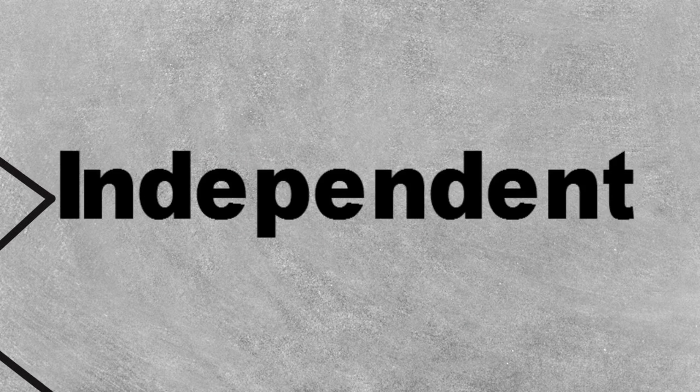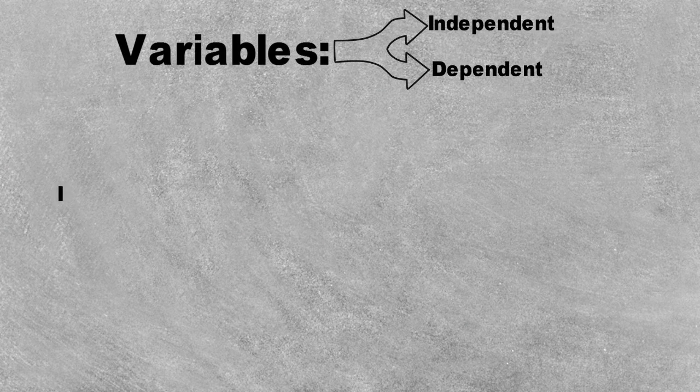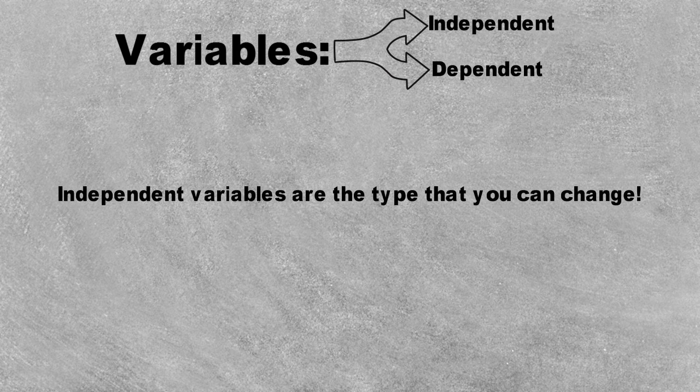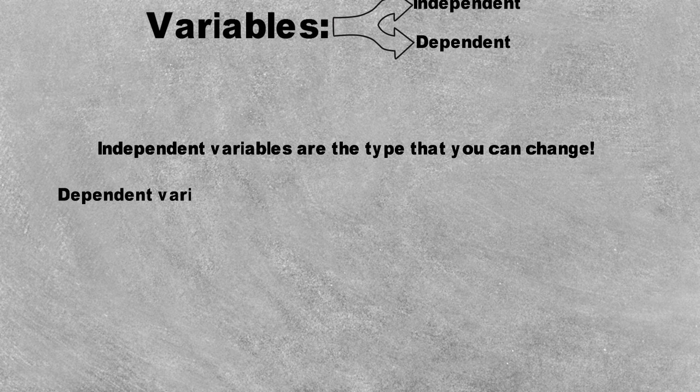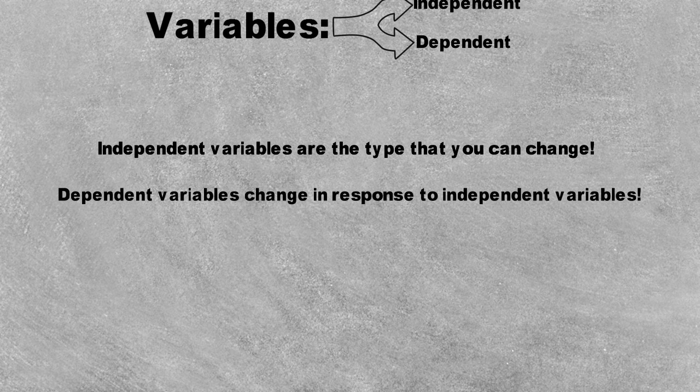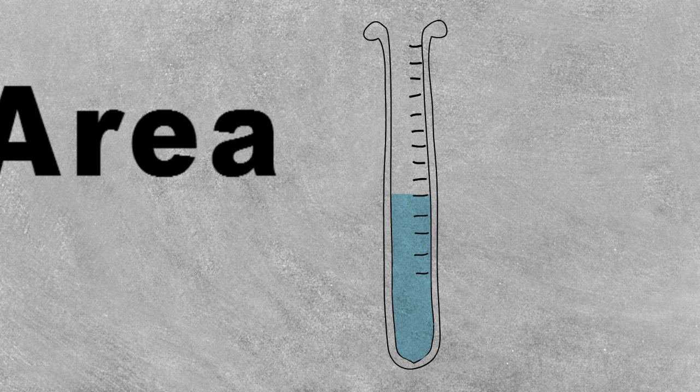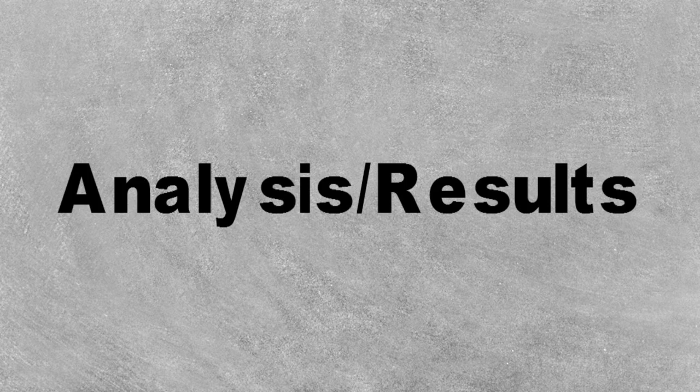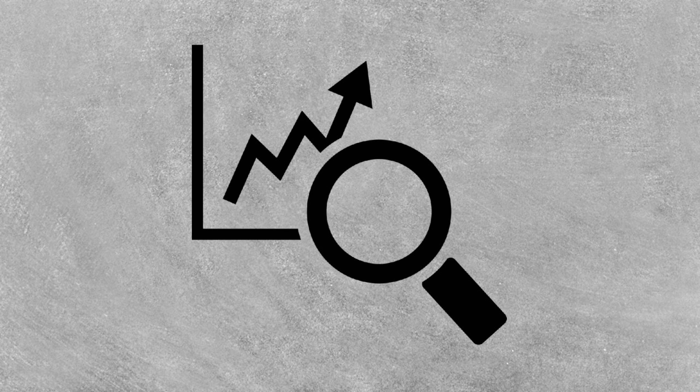There are two types of variables. We have independent variables and dependent variables. Independent variables are the variables that you can change. An example would be temperature. A dependent variable would be a variable that changes in response to the independent variable. An example would be salt. The amount of salt that you put in the water could change. And a controlled area would be, for instance, the test tube you use to conduct the experiment. Analysis results. The data from the experiment results needs to be reviewed and compared.